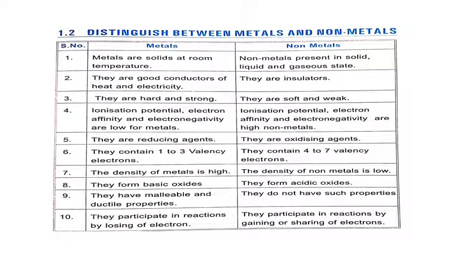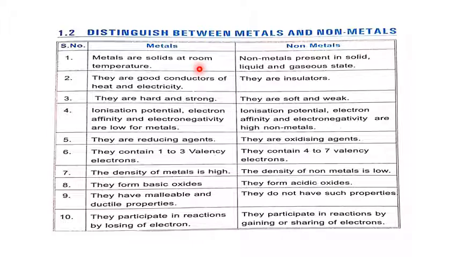Next, we discuss the distinction between metals and non-metals. Already we have discussed the characteristics of metals. What is the physical state of metals? Solids at room temperature. So, except mercury, all metals are solids at room temperature. What is the physical state of non-metals? They are present in solid, liquid and also gaseous states.